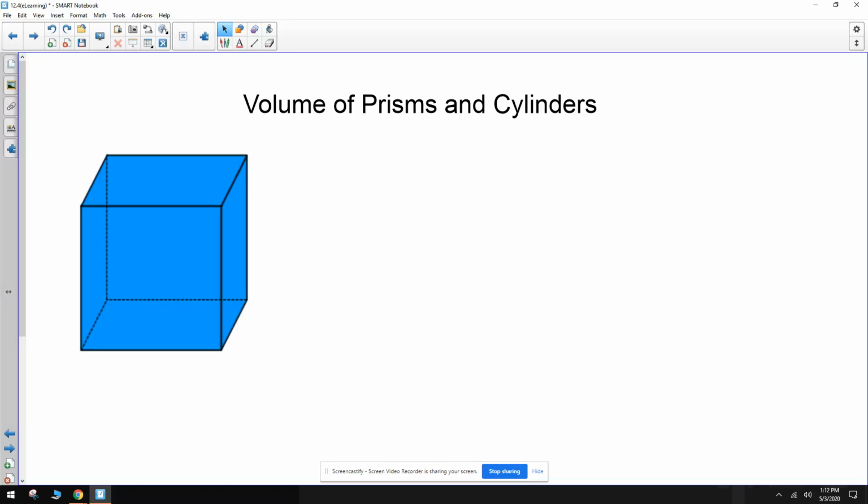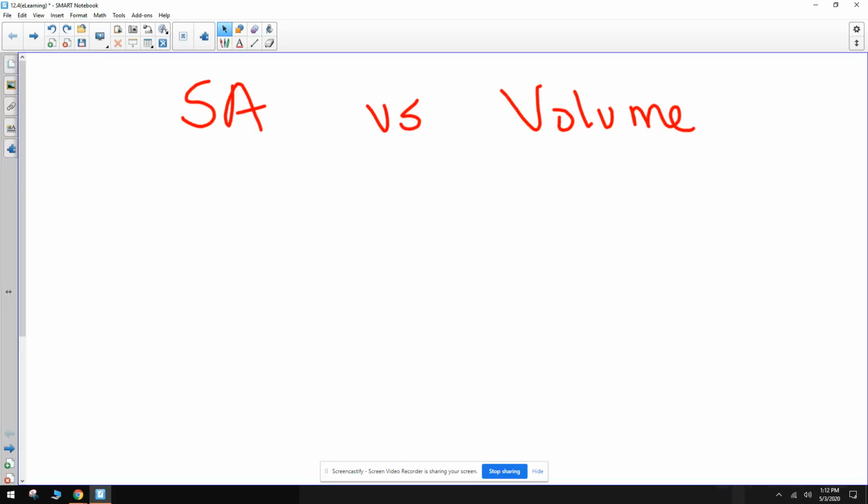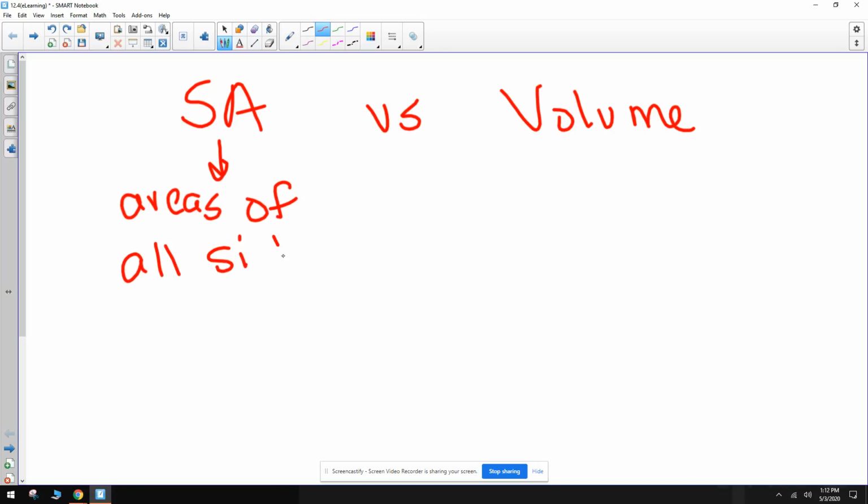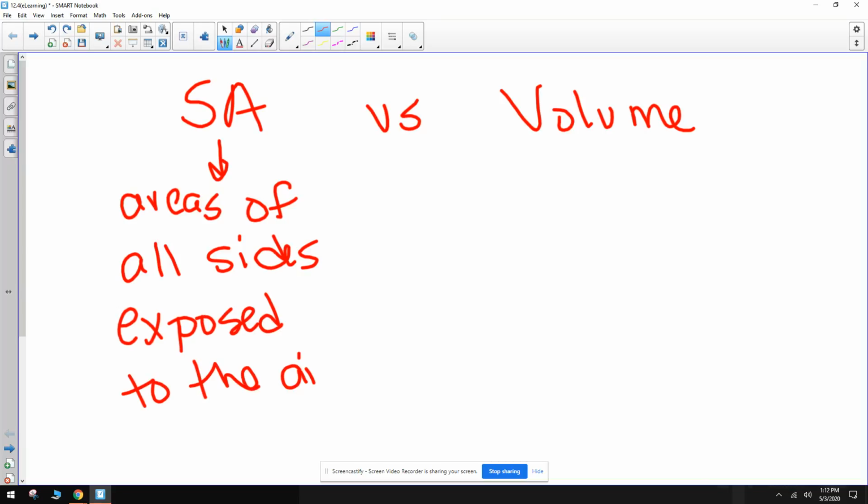Before we dive into volume, I want to talk about the difference between surface area and volume. Surface area, I like to think of it as the area on the outside of the shape. So that is every side of the shape that is exposed to the air. So that's how I think of it. For surface area, you find the areas of all sides exposed to the air. That's why we call it surface area, because it's the surfaces that I can physically touch in real life if it was a solid shape.